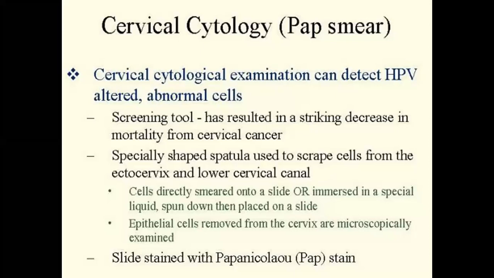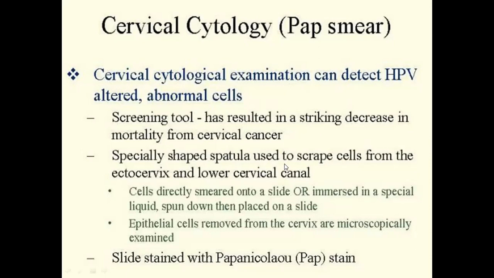So pap stain can be done for other cytology slides also. It was first proposed for cervical cytology, so that is why it is related to cervix. But you can do pap stain on other FNAC slides or smears also. So cervical cytology examination can detect HPV, or can detect infections, or can detect abnormal cells which can be low grade malignancy or a high grade malignancy. We are going to talk in detail in the next few slides.